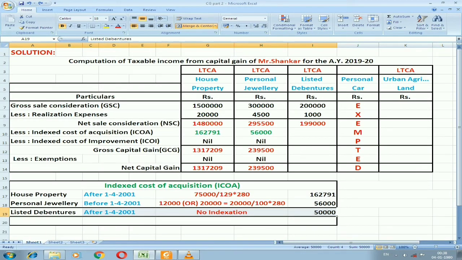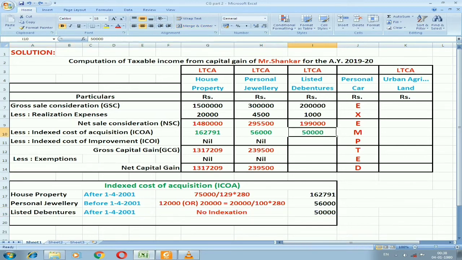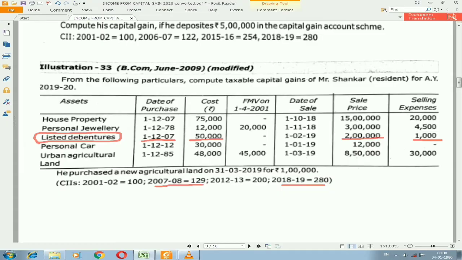As you can see in the working note, I've already entered that also. No indexation will be applicable. So the indexed cost of acquisition, that is the original cost, 50,000, will be the purchase cost. After deducting that 50,000 from the net sale consideration, there are no improvements for these listed debentures, that will also be nil. So after deducting 50,000, we'll get 1,49,000 as gross capital gain.